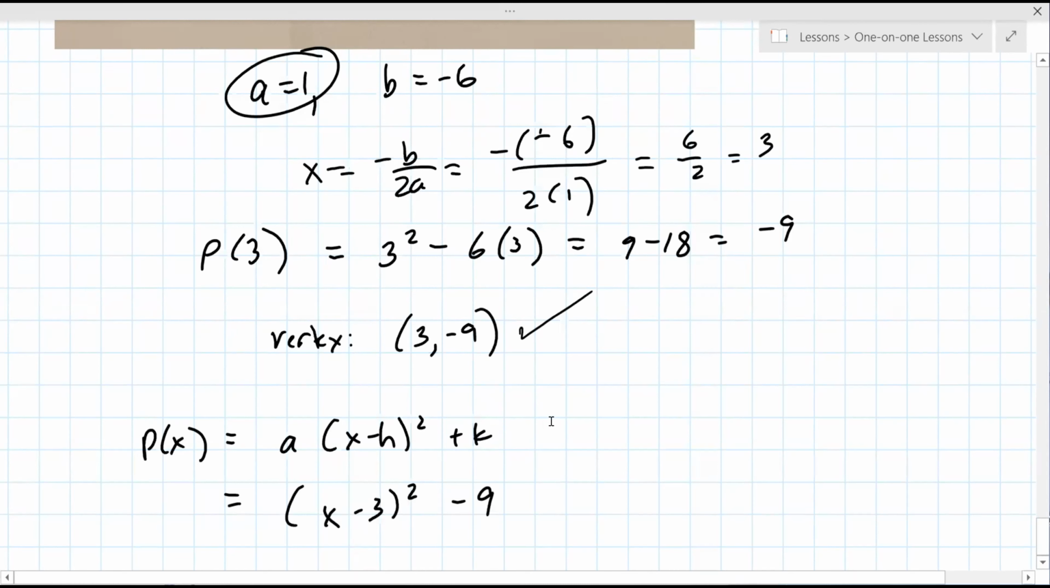What would we do with that a again? Well, it's 1. I mean, you could put a 1 here, but it's not needed. It's extra. Oh, I see. It's because of this. Like, these are the same.